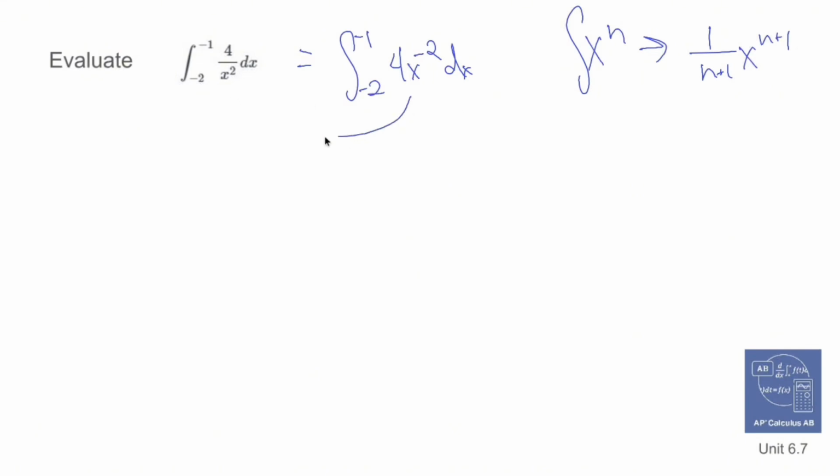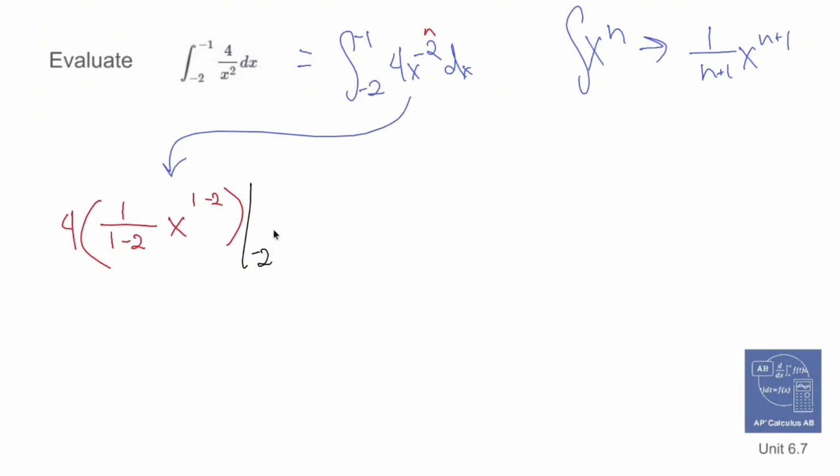So when we see something that now looks like that, we're going to kind of rip 4 out. And then we're going to do 1 over, n is -2, so 1 plus -2, so 1 minus 2, x to the 1 plus -2, so 1 minus 2. We still have our limits of integration, and those limits of integration are still going to be -1 and -2, but not in that order. I can't forget. All right, so this is going to simplify out to 1 over 1 minus 2 is -1. So 4 times -x to the -1.